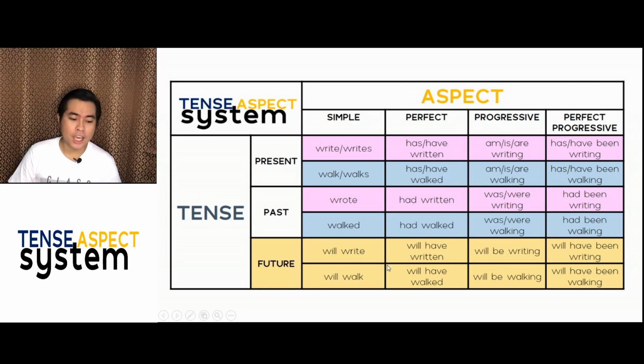And lastly, your future perfect progressive, we have will have been, or shall have been. Okay, so we have will have been plus the present participle. It's always the case both for singular and plural subject, and also for regular and irregular verbs.